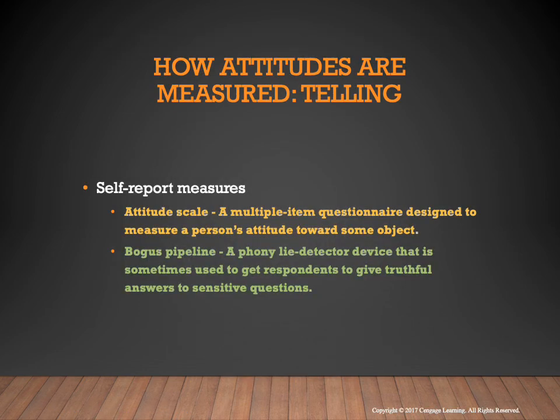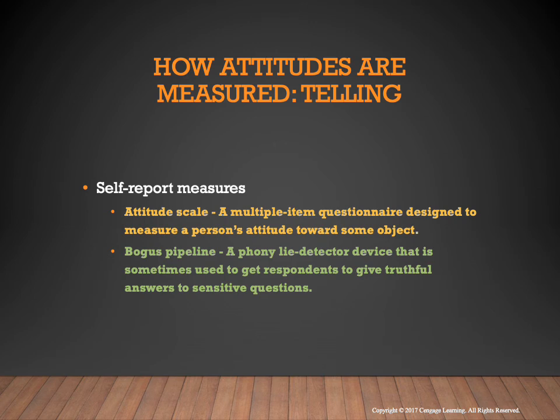How attitudes are measured. Telling. If we're going to study something, we need to measure it, and that is true for attitudes. But how do we go about measuring attitudes? Well, first, we can just ask people. We can use something called self-report measures. In this case, that would be an attitude scale, a multi-item questionnaire designed to measure a person's attitude towards some object. They would fill out the questionnaire and we'd get all their information about their attitudes on whatever it was we were asking. This is a straightforward, inexpensive, easy way to get a lot of information.